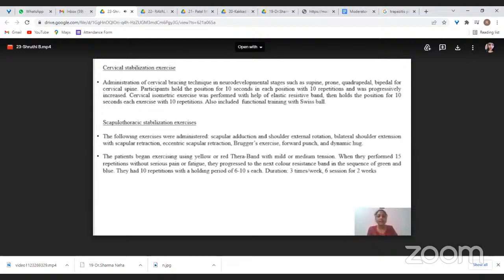In cervical stabilization exercise, we added neurodevelopmental stages and cervical isometric exercise with a hold of 10 seconds and repetitions. Whereas in the scapulothoracic stabilization exercise, we administered scapular movements with a hold of 15 seconds and 10 repetitions, and for resistance we used TheraBand. The duration of the treatment was 3 times a week, so totally 6 sessions for 2 weeks.